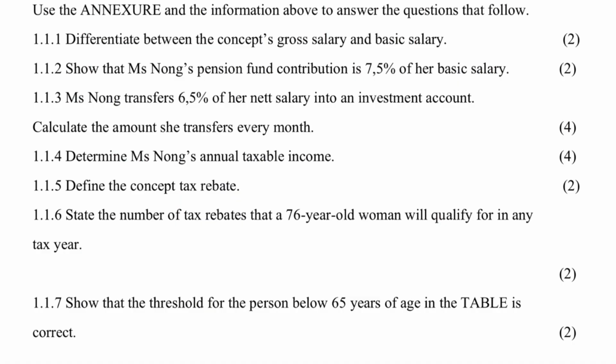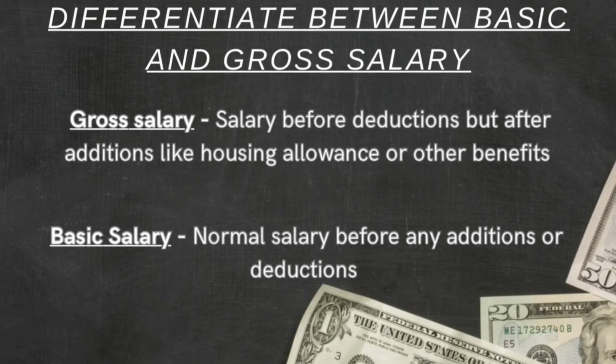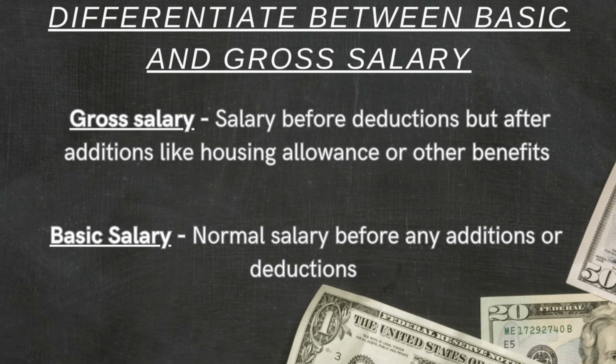Let's look at 1.1.1. Differentiate between the concepts gross salary and basic salary. Gross salary is the total earnings before any deductions like tax, pension fund, or UIF. Then we have our basic salary. This is the fixed salary amount before any allowances, bonuses, or deductions as well.